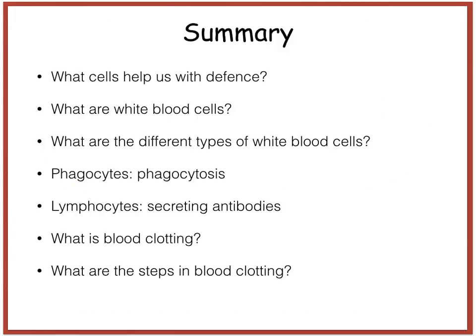Okay, in summary, we've looked at the cells that help us with defense. So you've got the white blood cells, the lymphocytes, and the phagocytes, and also platelets. The different types of white blood cells that we've looked at are phagocytes, and remember they're involved in phagocytosis. And that word to remember is pseudopodia. Lymphocytes secrete antibodies. And blood clotting, remember that platelets secrete thrombin, which is the enzyme that converts fibrinogen, a soluble protein, into an insoluble protein called fibrin. And that concludes our lesson, the end.